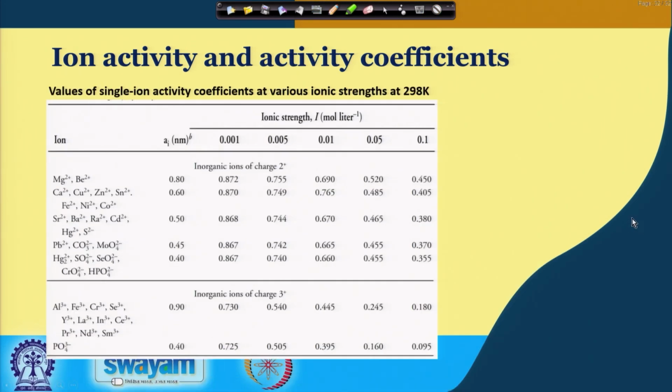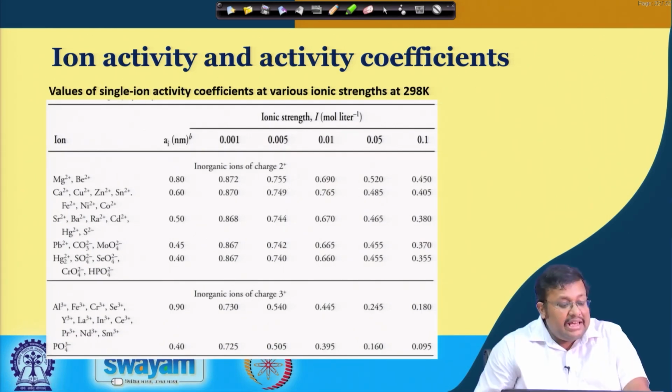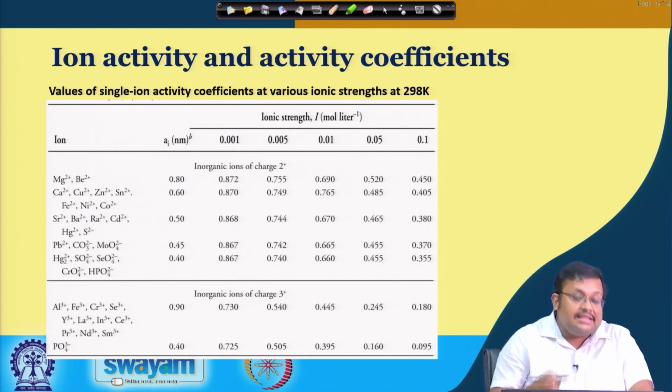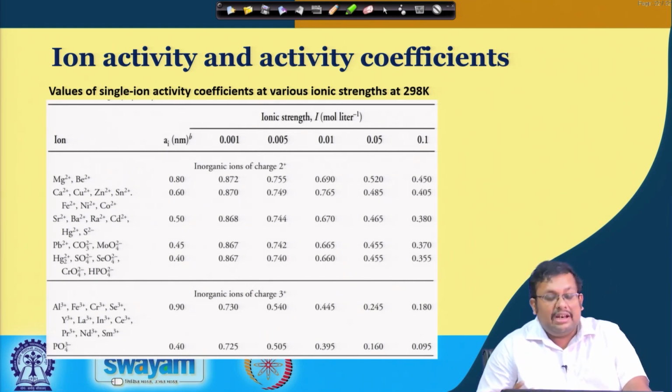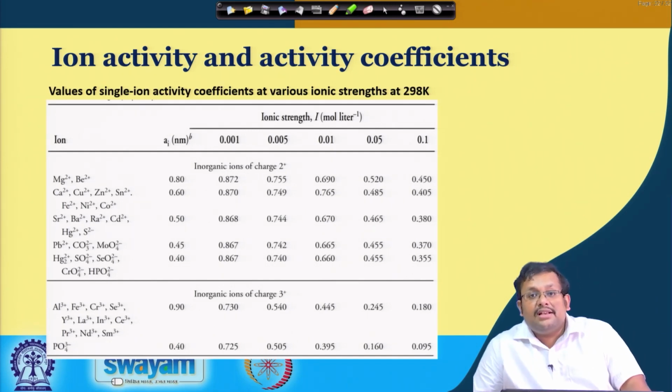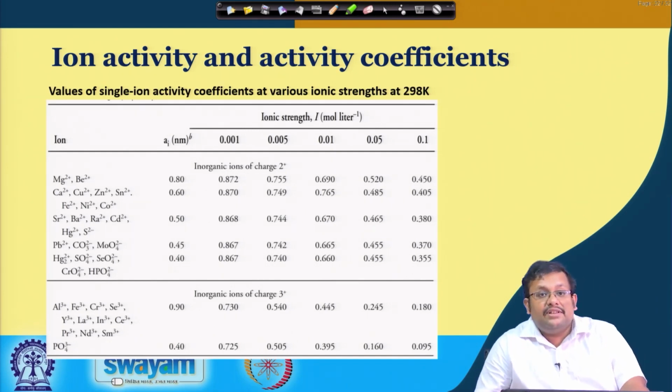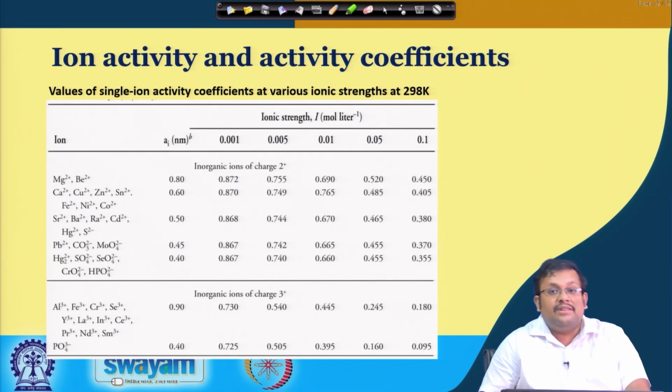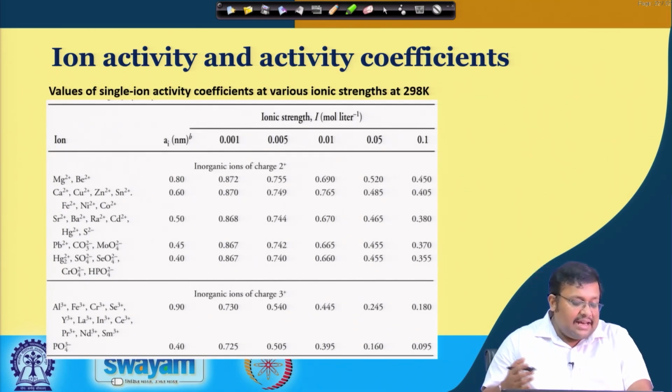This is also for inorganic ions of charge 2 plus, as you can see Mg2 plus, beryllium, calcium, copper, zinc, then tin, iron, nickel, cobalt, and so on. And this is for inorganic ions of charge 3 plus, as you can see Al3 plus, Fe3 plus, chromium 3 plus, selenium 3 plus, and so on.